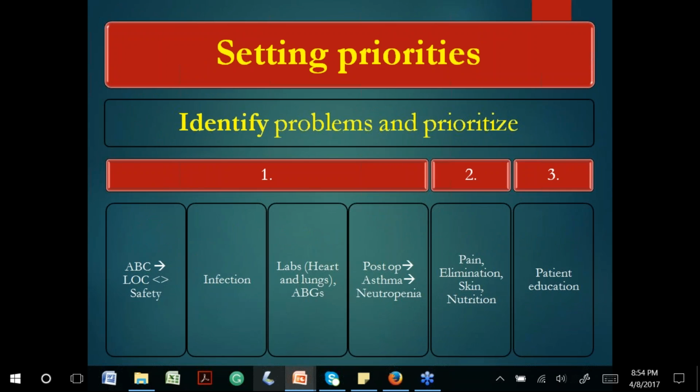All right, so we have setting priorities. Setting priorities, the Maslow hierarchy, right? In the Maslow hierarchy, you see two patients, one on each side, and you need to know which patient you need to prioritize first, right? So who is first? Number one is going to be ABCs, patients who have problems with ABCs.